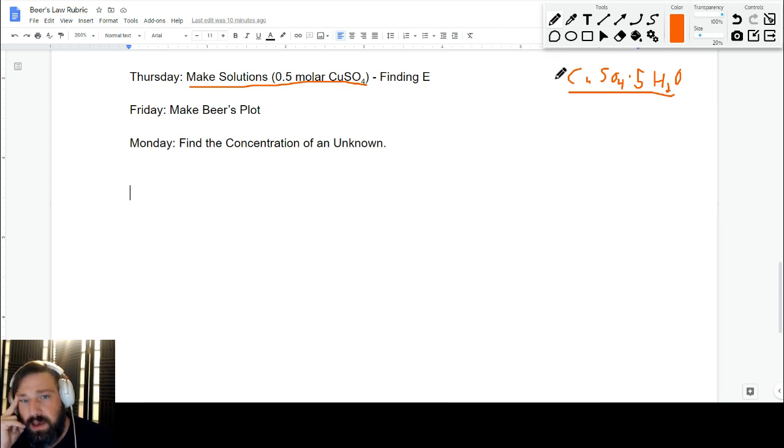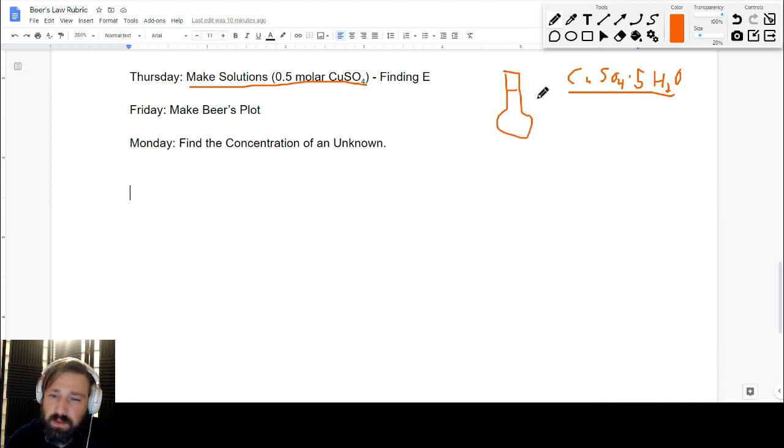I'm going to give you a volumetric flask, and I think it's going to be 250 mils. So you'll need to figure out how much to weigh this out and make this solution. That's going to be step one.